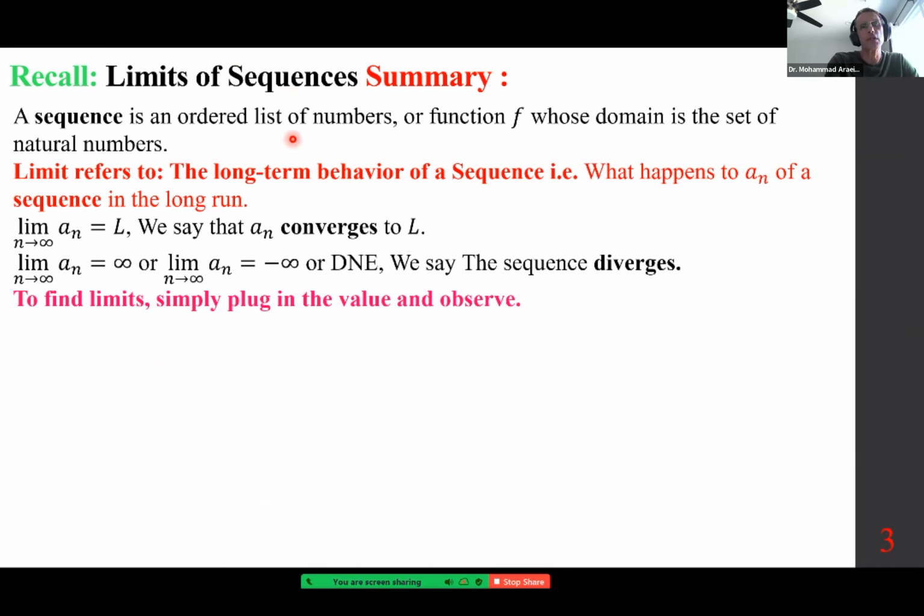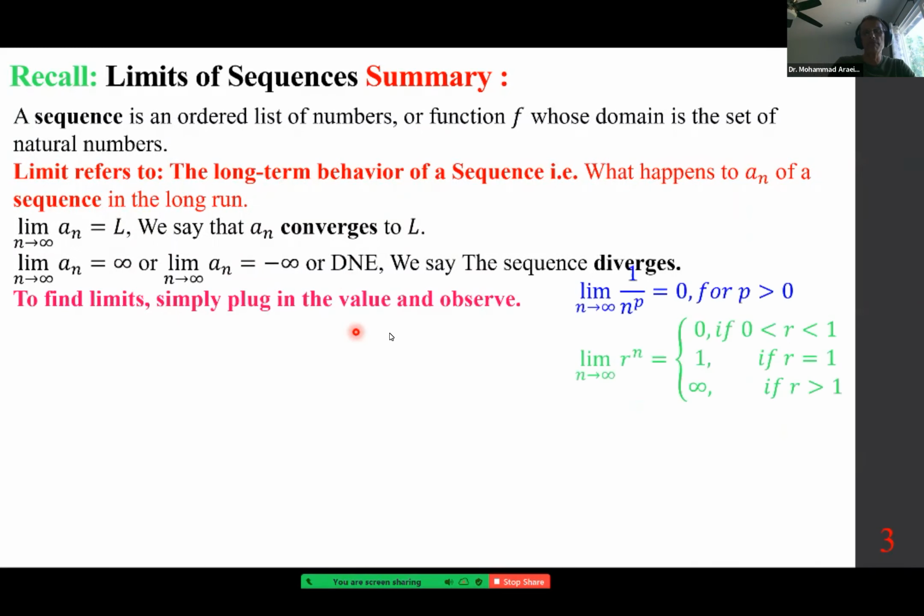A sequence is an ordered list of numbers. Limit refers to the long-term behavior of a sequence. If the limit can be pinpointed as L, we say it converges to L. If it's infinity, negative infinity, or does not exist, we say the sequence diverges. And ultimately, we just plug in and observe.